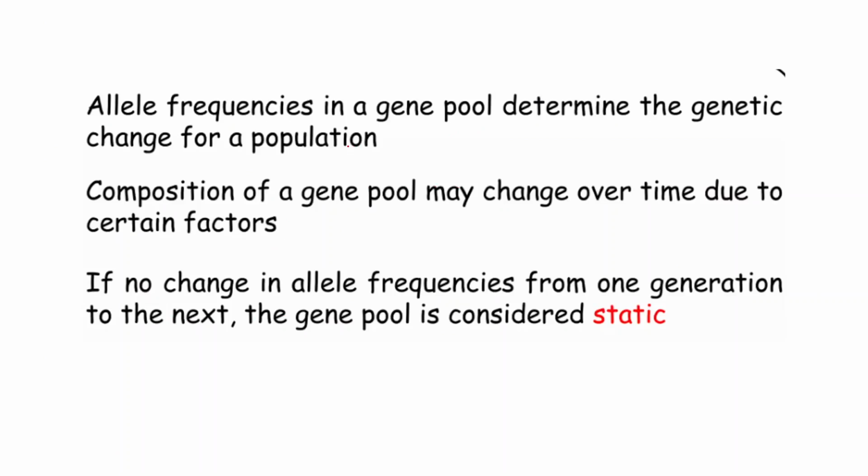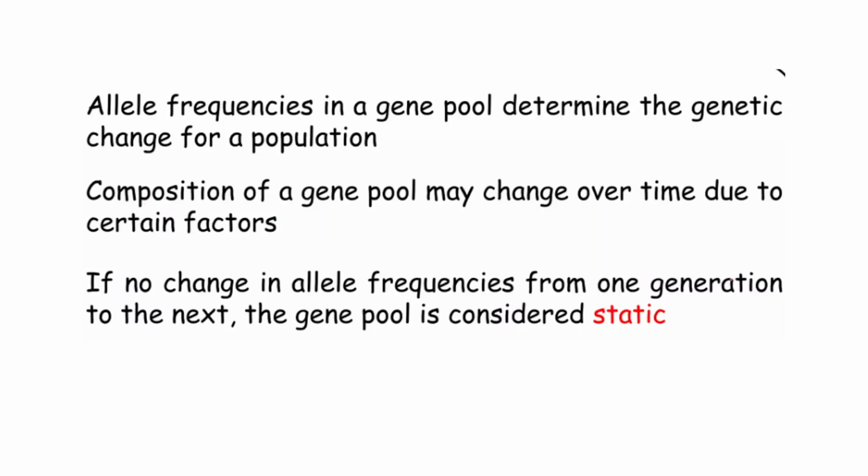What does this line mean? If the allelic frequency is changing, the population's genetic information is also changing. Because the basic unit of a gene, as we have seen, is the allele. So if the allele is changing, it is affecting the genetic information of a particular population. The composition of the gene pool may change over time due to certain factors.